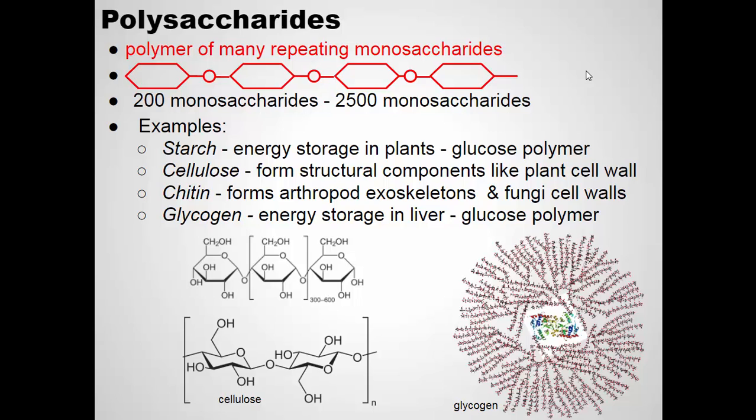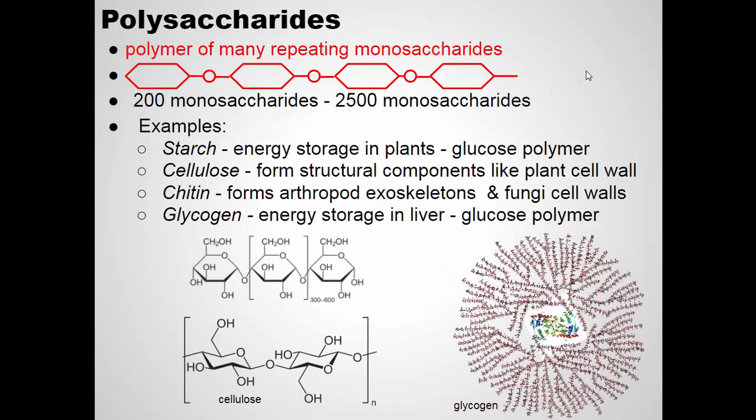Cellulose, which makes up plant cell walls, is another polysaccharide. This is cellulose. It forms structural components. It's strong and durable. Chitin forms the exoskeleton of insects and the cell wall of fungi. It's another polysaccharide. Glycogen is how our body stores energy in our liver. It's a polymer of glucose as well, but a very complex molecule.